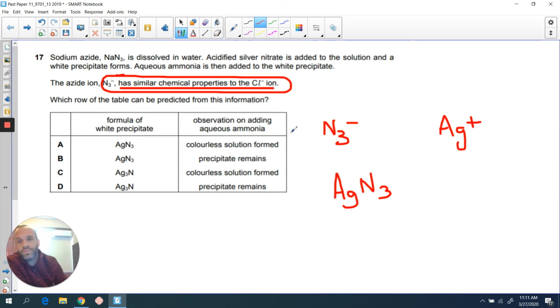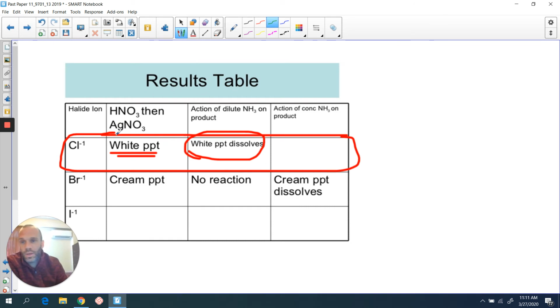So now let's decide which of A and B it is, okay? And that will be based on what happens when you add aqueous ammonia. In other words, what happens when you add aqueous ammonia to silver chloride, okay? That's what you really need to know. If I just skip here, I've put in a results table that I've just pulled from the internet here. But we should know that, we already know, the question told us that we get a white precipitate with silver nitrate. Now, what happens when you add ammonia to that?